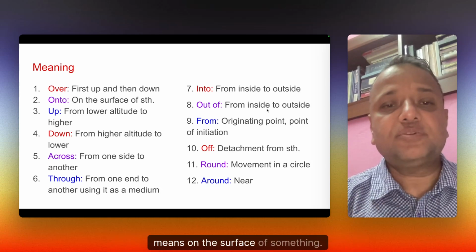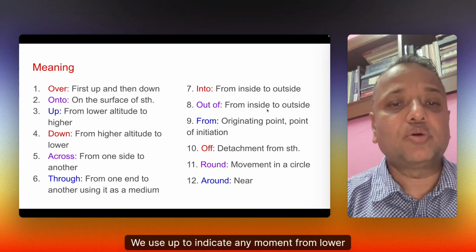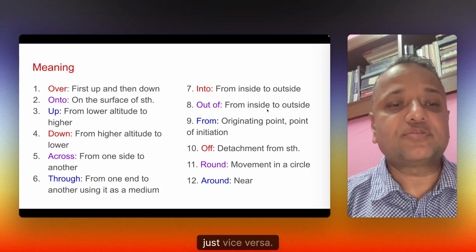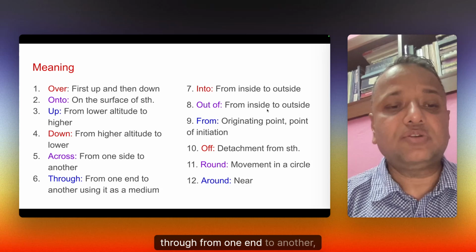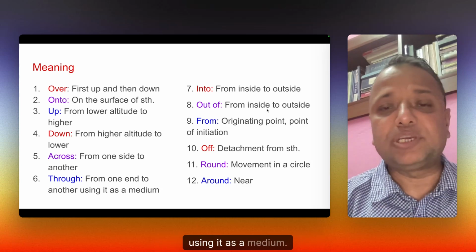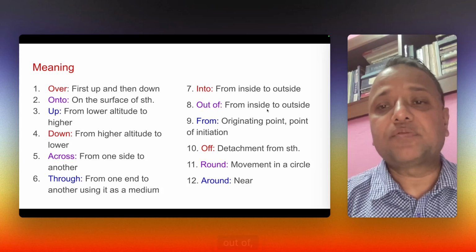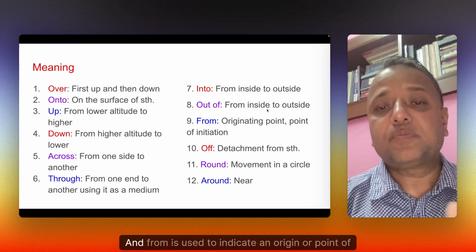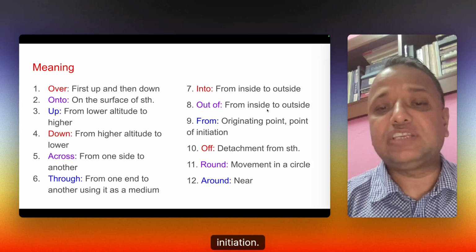Onto means on the surface of something. We use up to indicate any movement from lower altitude to higher, down just vice versa, across from one side to the other, through from one end to another using it as a medium, into from outside to inside, out of from inside to outside, and from is used to indicate an origin or point of initiation.